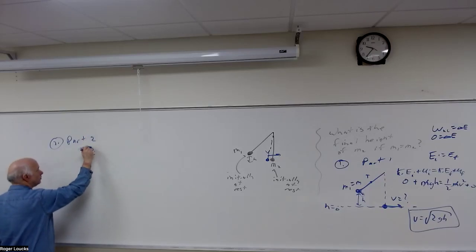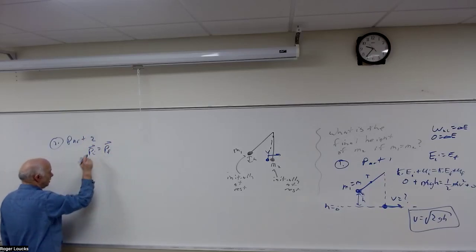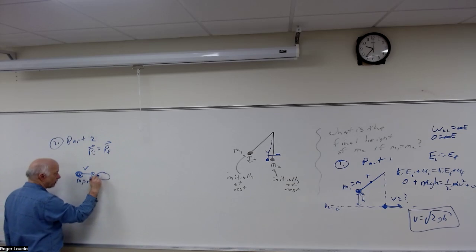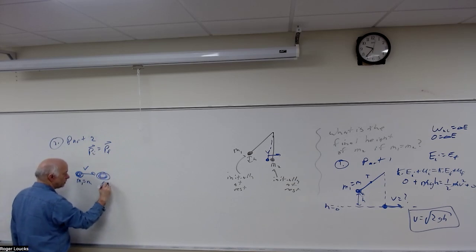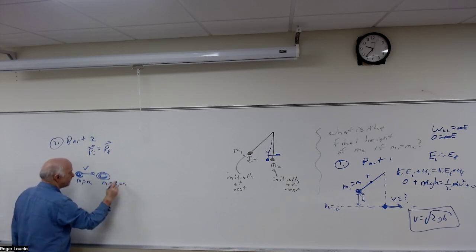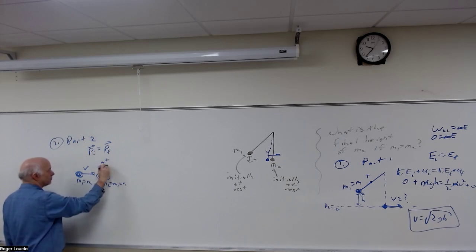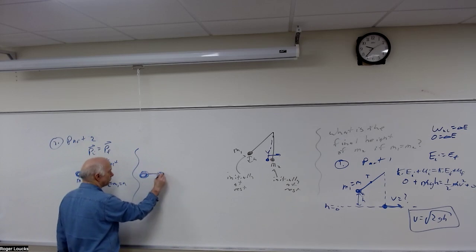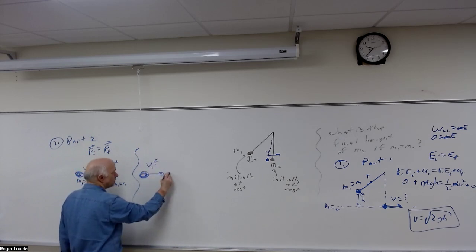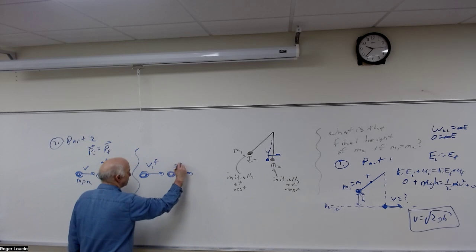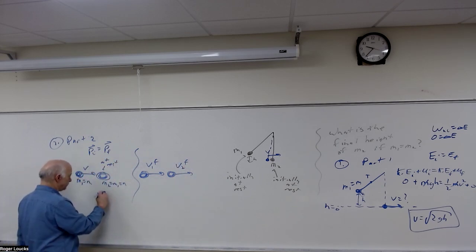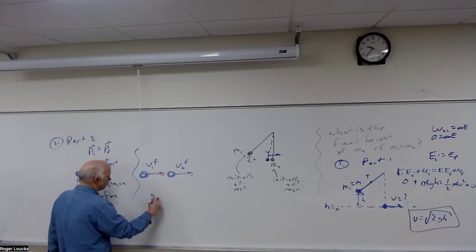You're going to have P initial, it's P1. So your picture is this. Here's your M1, which is M, it has a velocity here, V. Here's your other mass, M2, which is also M. This is at rest. And then what do they do? This one's going to have some velocity V1 final, and this one's going to have some velocity V2 final. This is your before picture. This is your after picture.